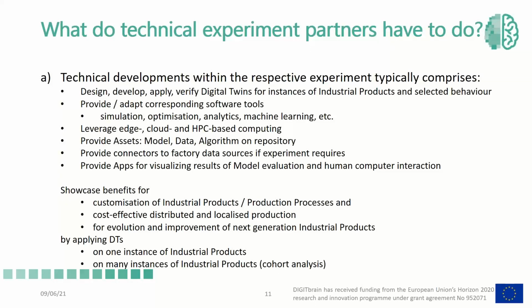So what do the technical partners of the experiments need to do and need to develop? Well, design, develop, apply, and verify digital twins for industrial products, families, or instances of a selected behavior. So it's up to you to decide what part of the behavior of the product you would like to implement and to model. Provide and adapt corresponding software tools, for instance, simulation tools, optimization tools, machine learning tools.